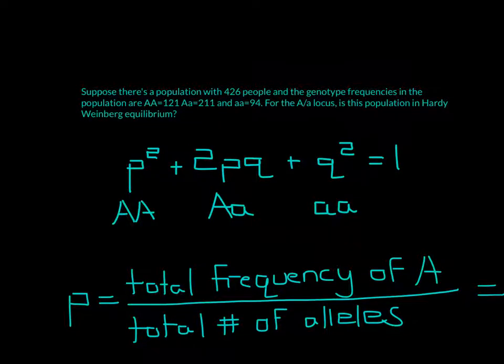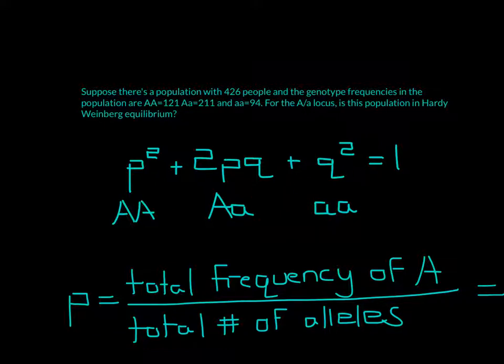Okay, so there's a population with 426 people, and the genotype frequencies in the population are homozygous dominant 121 people with this genotype, 211 people with the genotype of heterozygous big A small a, and then 94 people with the homozygous recessive allele genotype. So for this locus, the dominant and recessive big A small a locus, is this population in Hardy-Weinberg equilibrium? The way to solve this problem is just to write out what you know.